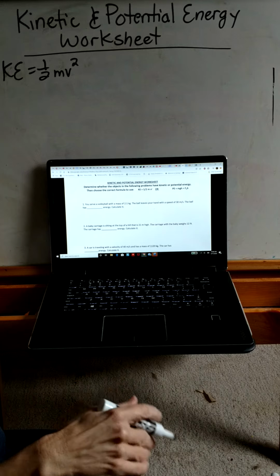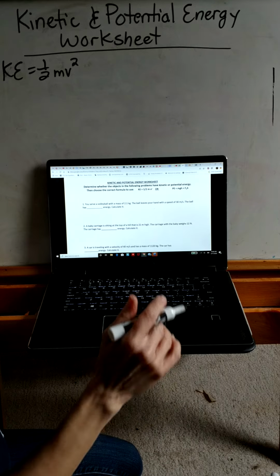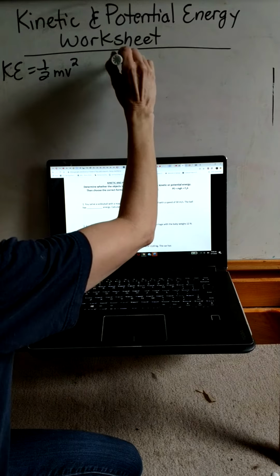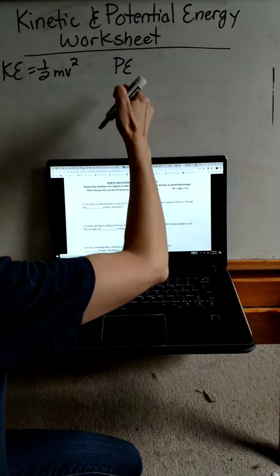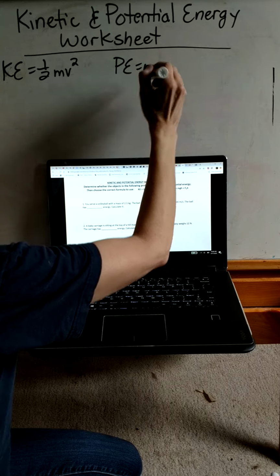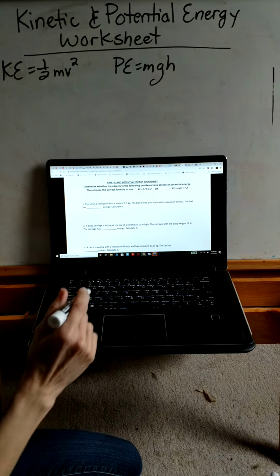If we have something that's high up off the ground, it doesn't have to be very high, but it is up off the ground, then we're going to be finding the gravitational potential energy of that object. Gravitational potential energy is mass times gravity times height.